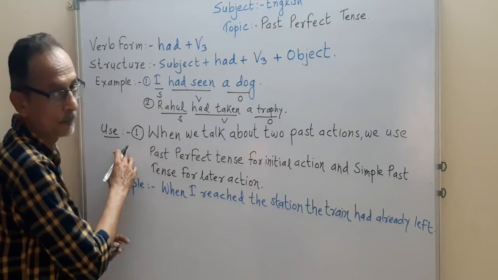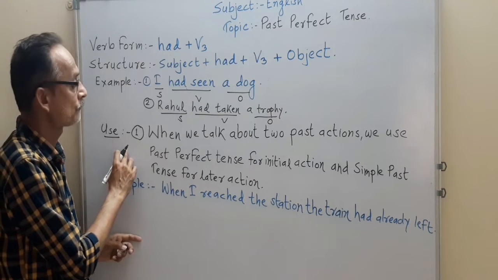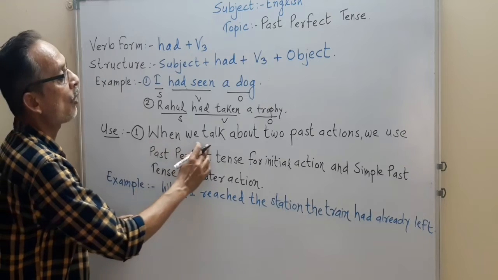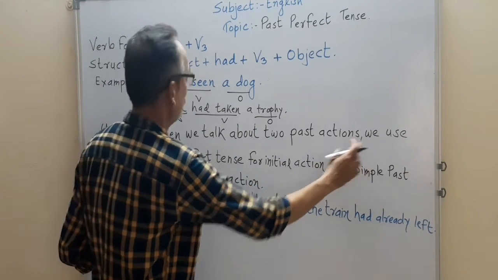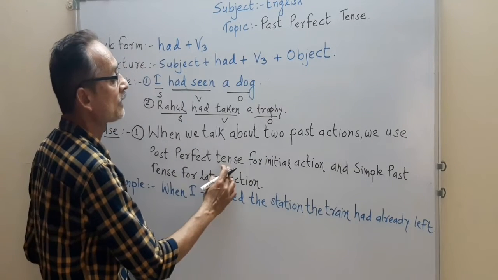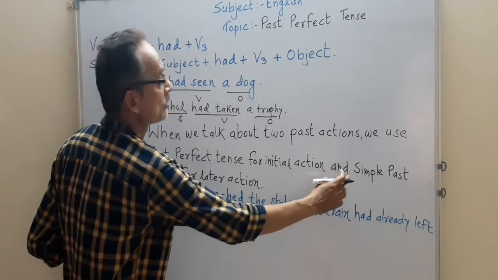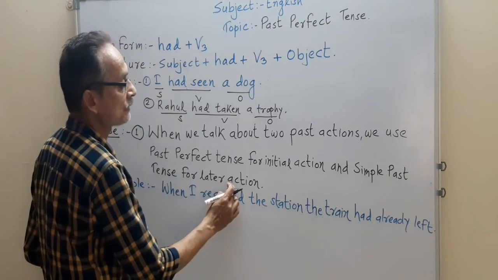Then we come to the use of past perfect tense. The first use: when we talk about two past actions, we use past perfect tense for the initial action and simple past tense for the latter action.